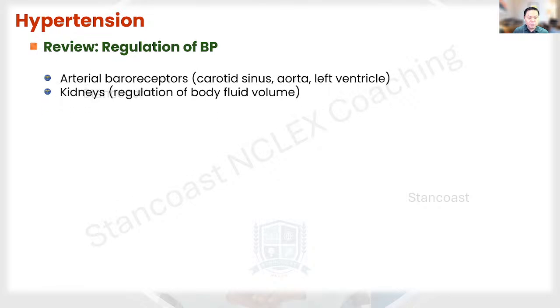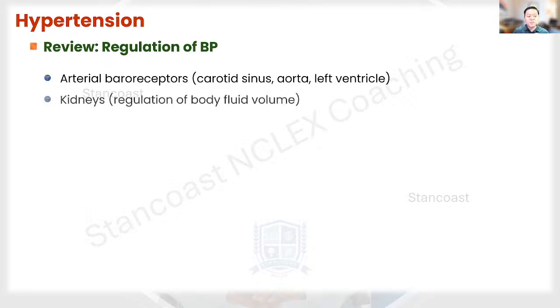One is the arterial baroreceptor. So what are these? These are located in the carotid sinus, the aorta, and also the left ventricle. So they are going to control the blood pressure by altering the heart rate. And these baroreceptors can also cause vasoconstriction, or they can also cause vasodilation. Okay, so that is how these baroreceptors will be able to regulate the person's blood pressure, right?